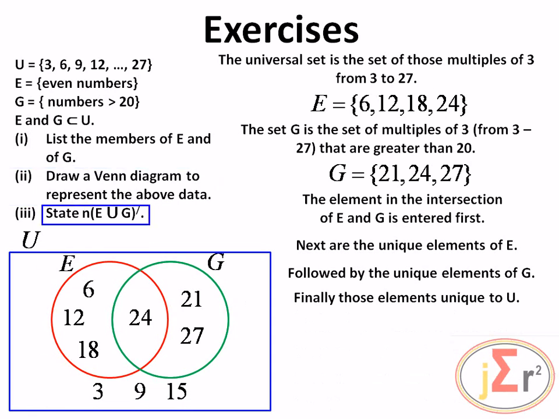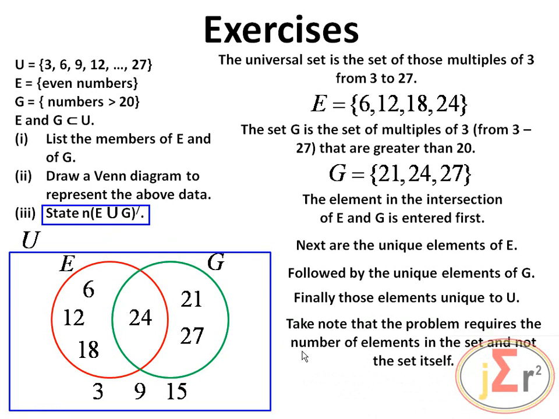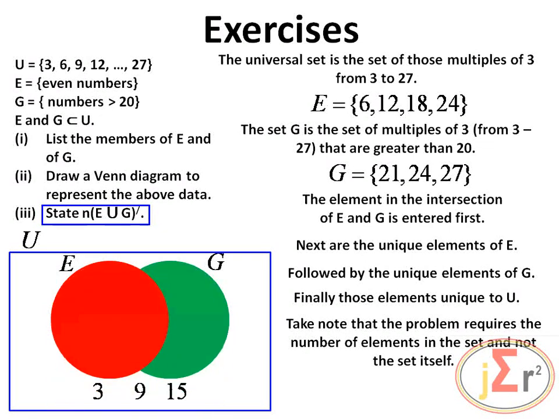So we are going to state the number of elements in (E union G) all complement. Now, on seeing this, some students will write down the elements in (E union G) all complement, but that is not what is required. We need the number of elements in (E union G) all complement. Take note that the problem requires the number of elements in the set and not the set itself.